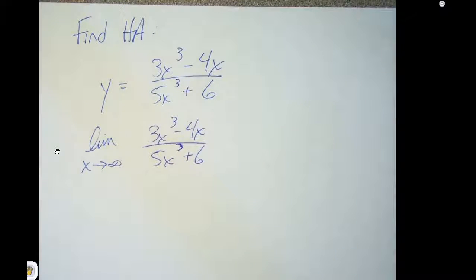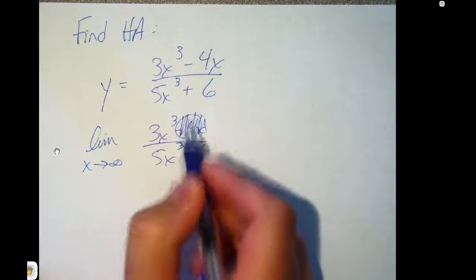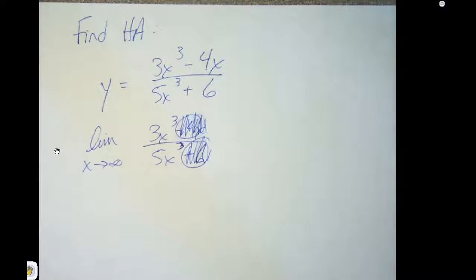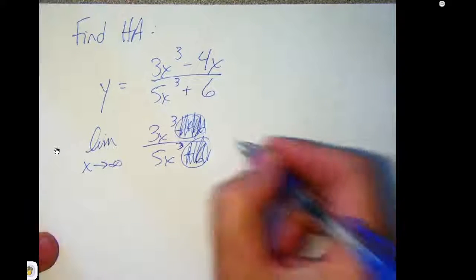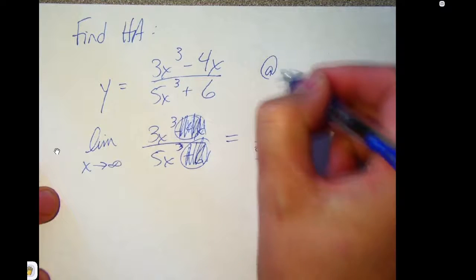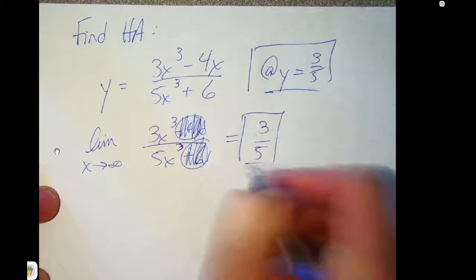You can think about it either way you want to. The same concept. Let's start crossing stuff out again. Does this minus 4x make a difference? No. Does adding 6 to the biggest number you can think of make a difference? No. Reduce that. What do you get? 3/5. The x's go away. That's your limit. Your horizontal asymptote would be at y equals 3/5. Or your limit is 3/5.